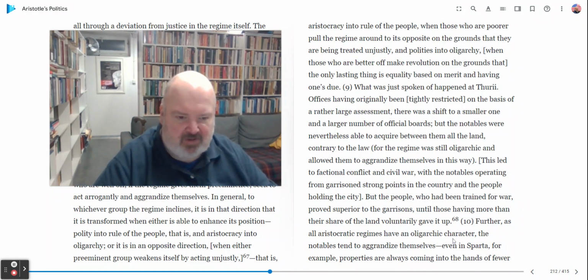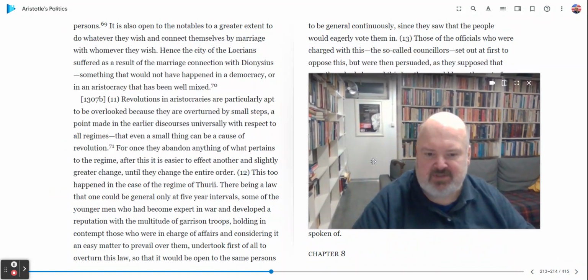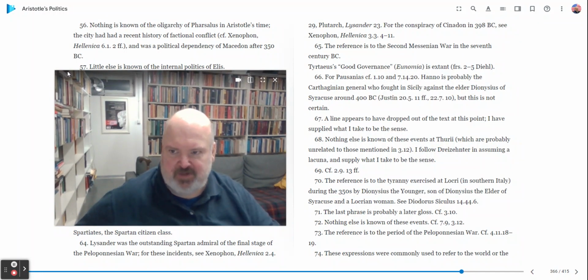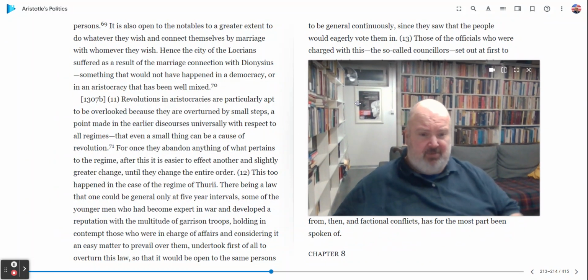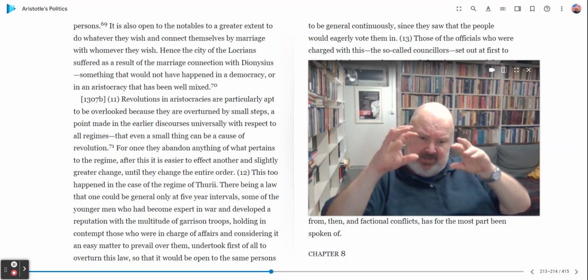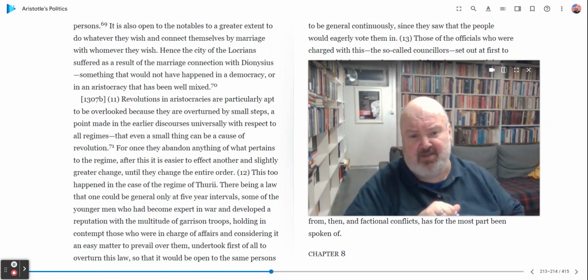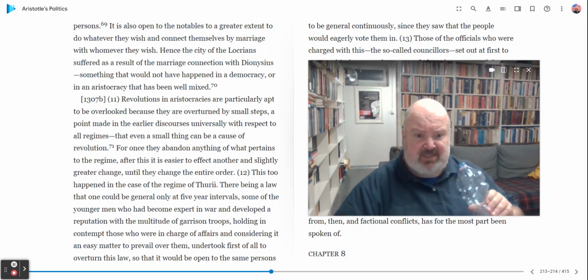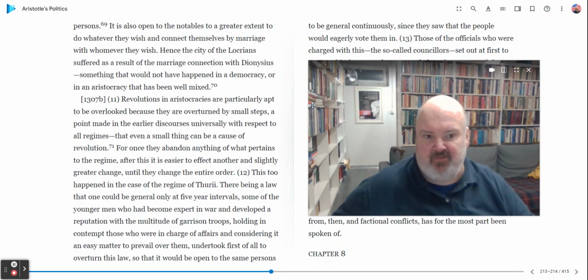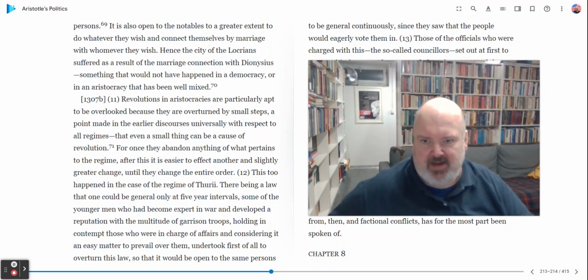Further, as all aristocratic regimes have an oligarchic character, the notables tend to aggrandize themselves, even in Sparta, for example. Properties are always coming into the hands of fewer persons. Again, this is in chapter 2, his criticism. Remember his very much criticisms of Sparta about this, how the Spartan regime was explicitly oligarchic, because the senators controlled who'd get the property, and the property increasingly became held by fewer and fewer. The ones who couldn't pay their share to the common meals couldn't participate in the regime. So this is the flaw of the so-called finely run Sparta. And this is the problem of aristocratic regime in that sense also, this failure to understand this.